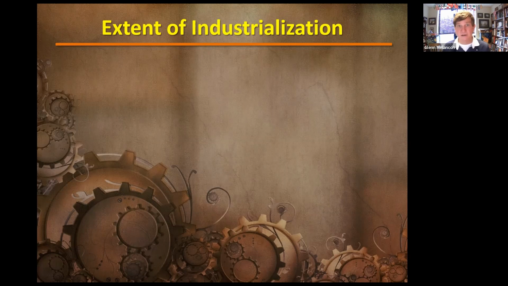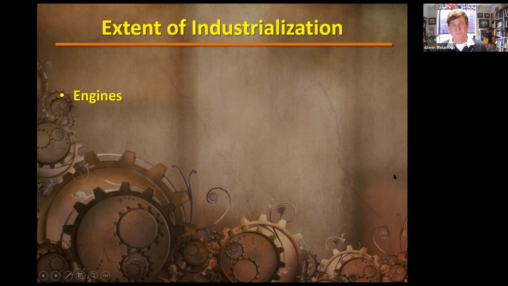The last remaining topic to discuss about the Industrial Revolution is the extent of industrialization. How fast or how quickly did it spread? Where did it spread? Where did it have its greatest impact? There are various ways that historians have tried to understand or measure industrialization. We're going to look at a couple of them and see how limited in the 19th century, particularly at the beginning of the 19th century, industrialization was.